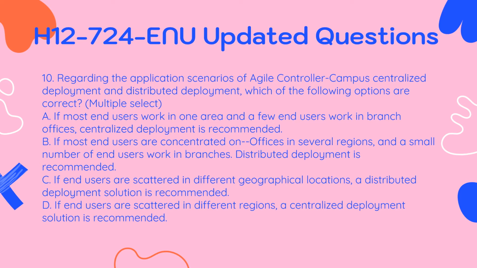11. Regarding the application scenarios of Agile Controller-Campus centralized deployment and distributed deployment, which of the following options are correct? Multiple select. A. If most end users work in one area and a few end users work in branch offices, centralized deployment is recommended. B. If most end users are concentrated on offices in several regions, and a small number of end users work in branches, distributed deployment is recommended.